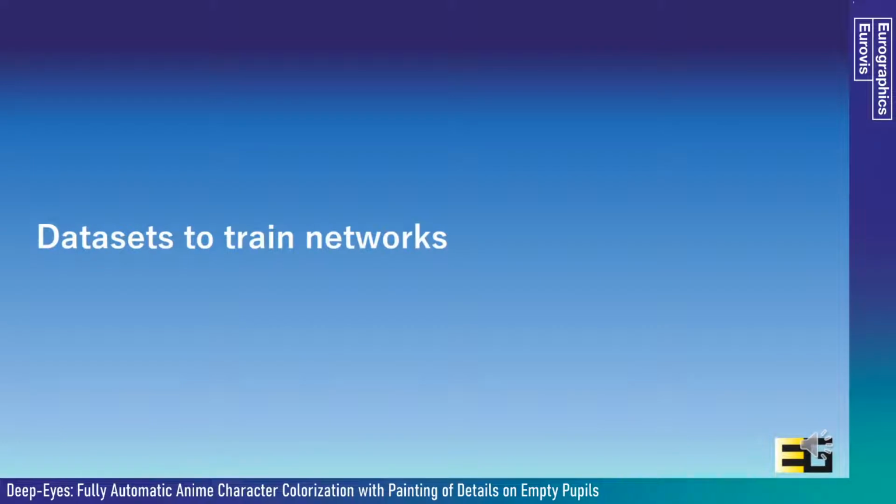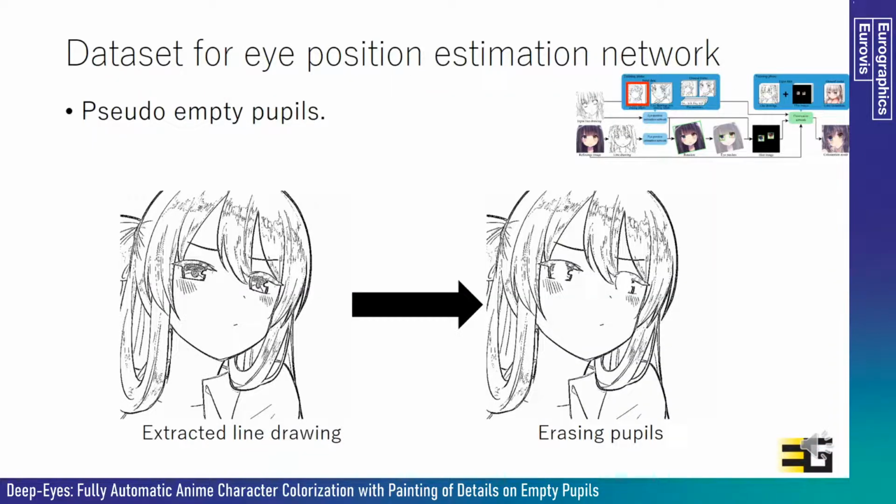Our method creates datasets to train the eye position estimation network and the colorization network. The eye position network is trained using line drawings with and without pupil edges. We create a dataset of line drawings without pupil edges because it is difficult to collect large quantities of illustrations without pupil details.